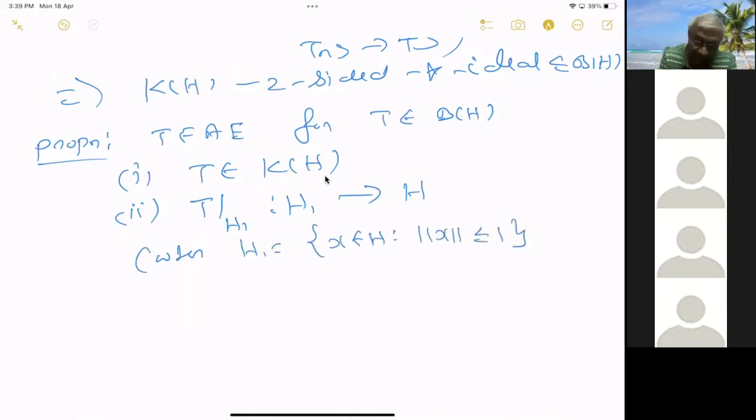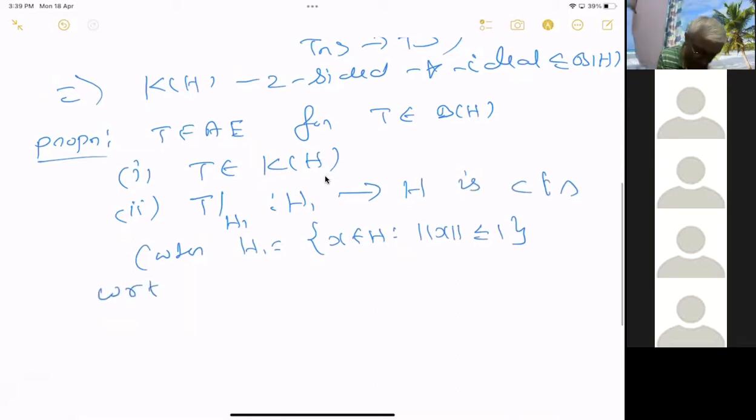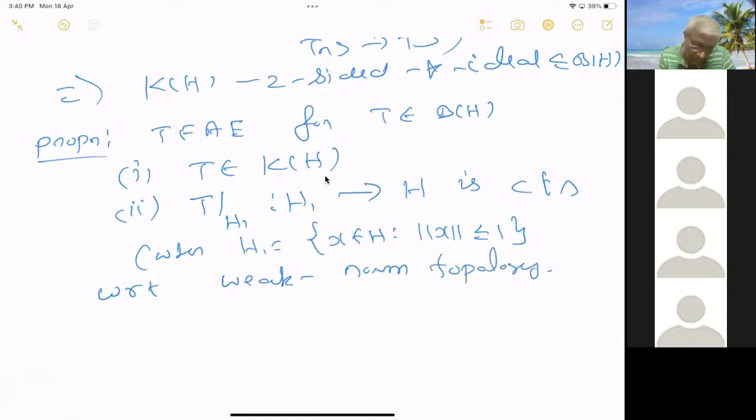You can take any ball, that doesn't matter, is continuous with respect to the weak norm topology. You can put the weak topology on the domain, which is the ball, and the norm topology in the range, then this is continuous. That is, it takes weakly convergent sequences to norm convergent sequences.